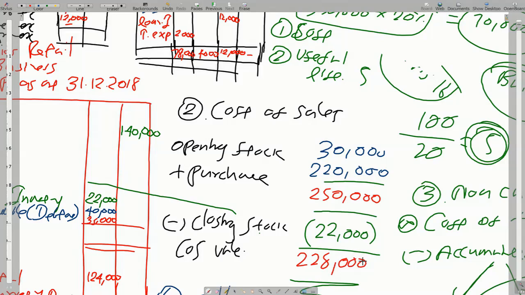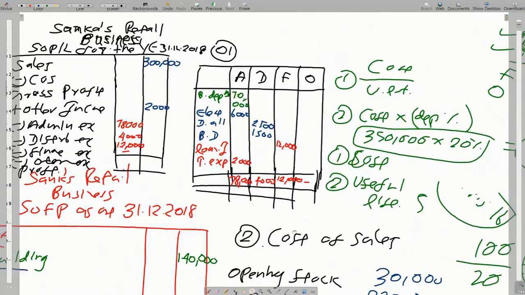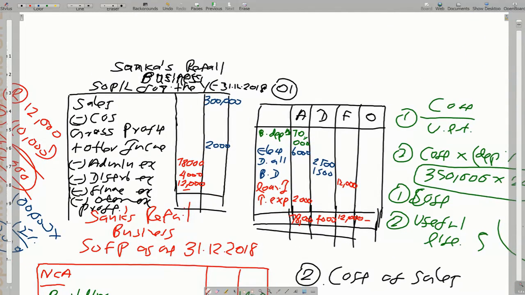228,000. That cost of sales value you are required to enter to the profit or loss statement under the cost of sales. 228,000 here. Then you are required to deduct cost of sales value from your sales value. Sales value is how much? 300,000. Then cost of sales value we have identified 228,000. 72,000 is your gross profit.